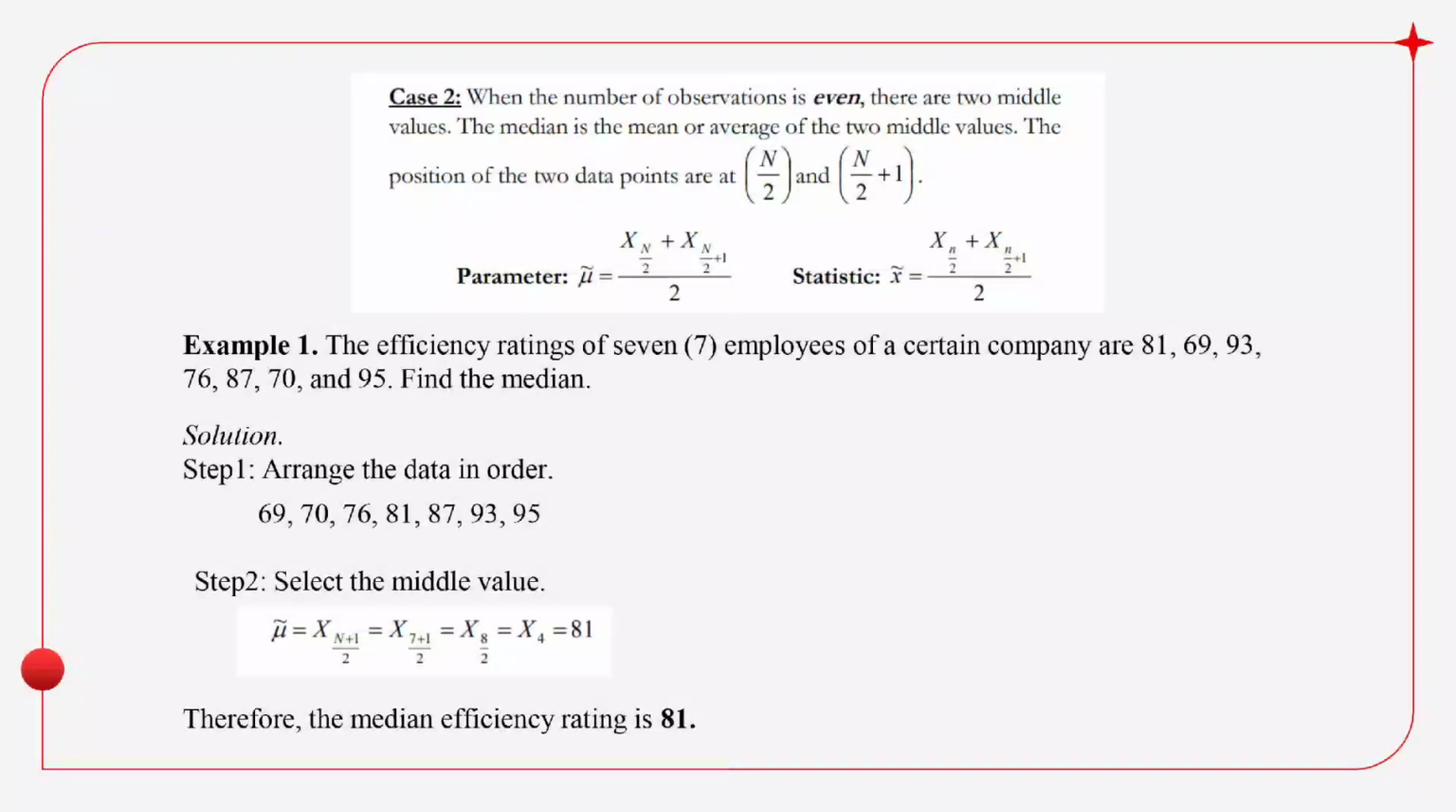Using the parameter for finding the population median, we have the formula x sub (n+1)/2, where n is the number of data, which is 7. So x sub (7+1)/2 equals x sub 8/2, which equals x sub 4, and that is 81. Therefore, the median efficiency rating is 81.